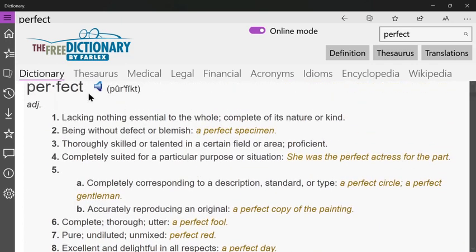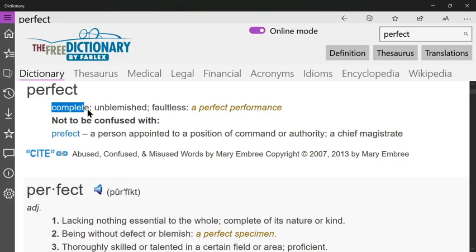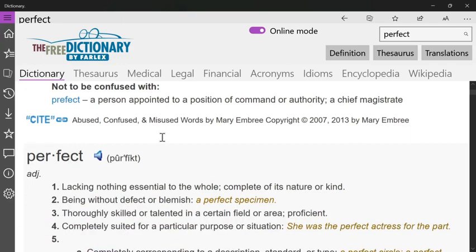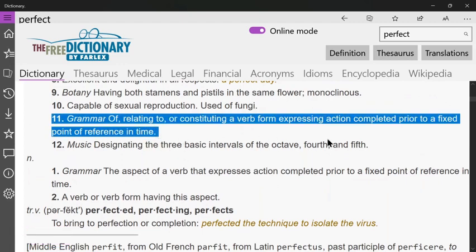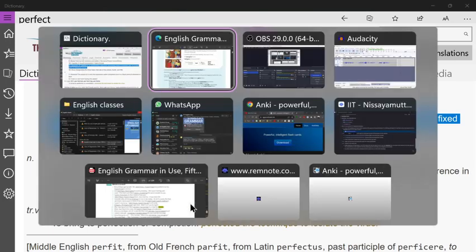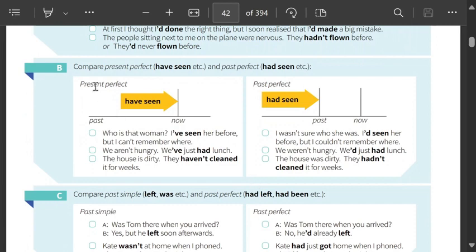You see, it has nothing to do with the common meaning of perfect. It's like complete, faultless, right? So it has this meaning. It's related to an action completed before a fixed point in time. So when you have present perfect, you see present perfect, have seen. It's something that happened before now. You see, before now. This is why they call it perfect. Okay? And past perfect, something that happened before the past.